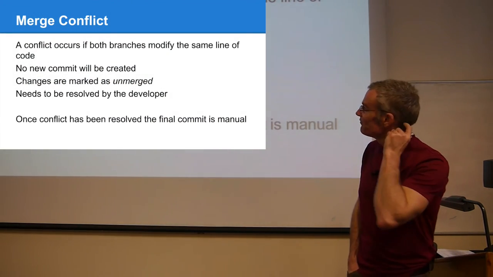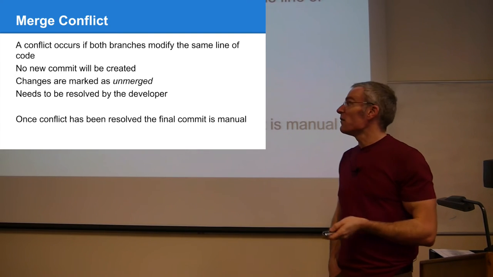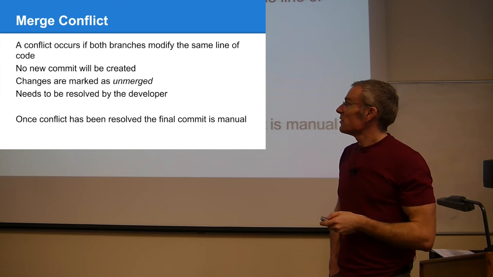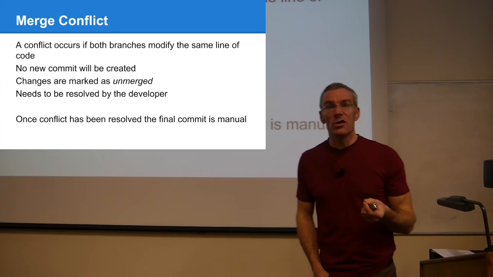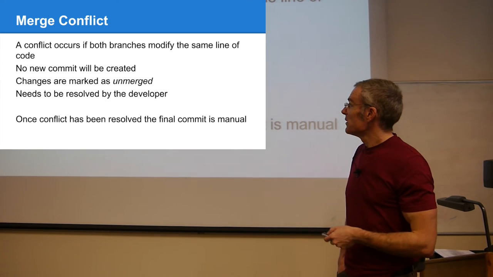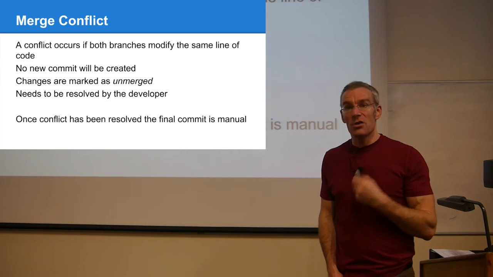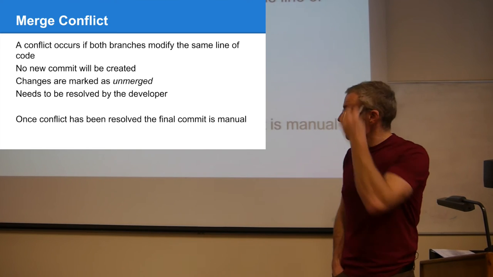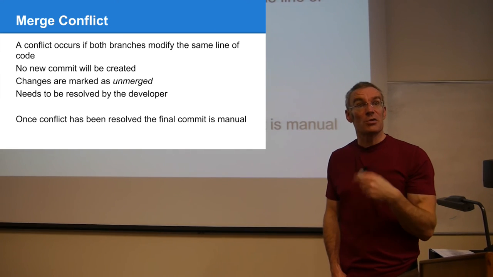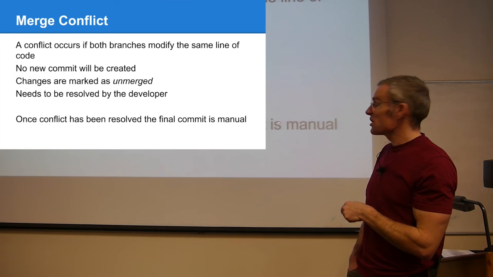Merge conflict. If both branches modify the same line of code, you're going to get a conflict. It will not merge the code. It will not create a new commit. It will simply give you a warning message and say there's a conflict. Okay, changes are marked as unmerged. So they're not merged in yet. You've got to do something yourself. You've got to resolve it yourself. You've got to open the code editor and decide which bits you want to keep. And once you've resolved it, you push the commit yourself.